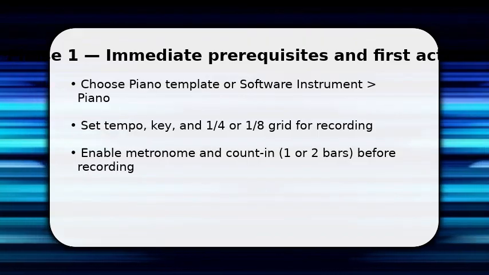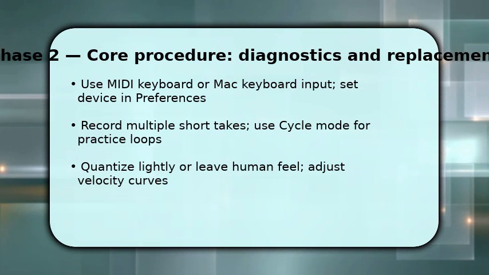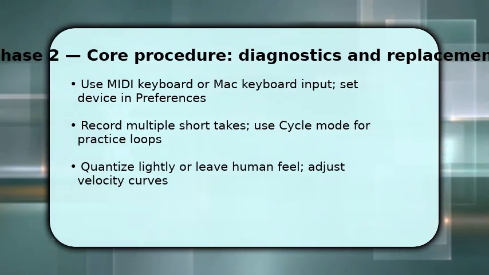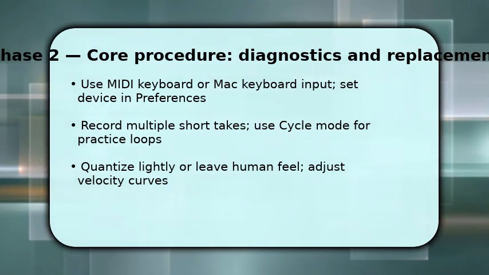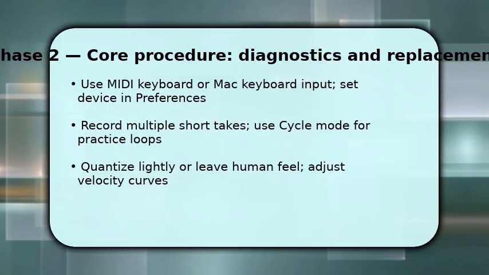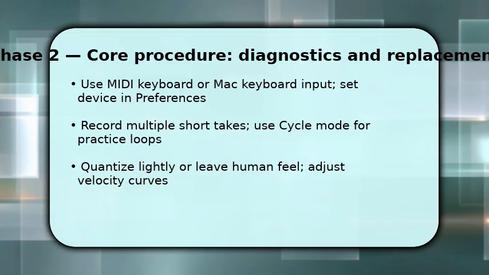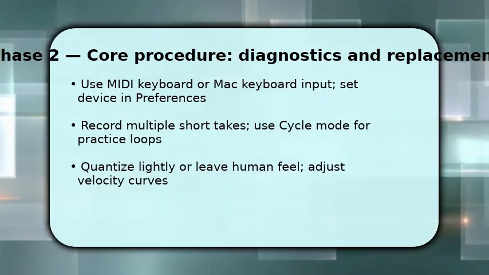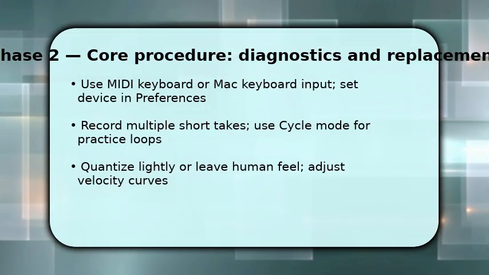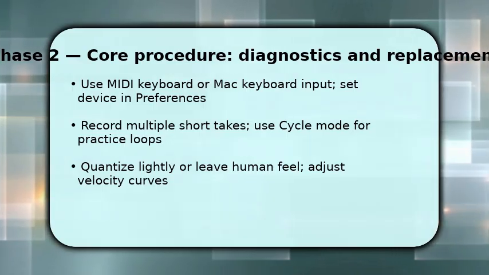You now connect your MIDI keyboard or enable the Mac keyboard as input, selecting it in GarageBand preferences so notes register correctly. Once connected, record several short takes rather than one long pass. Use cycle mode to loop a tricky section and build a comp. After recording, review takes and choose the best phrases.